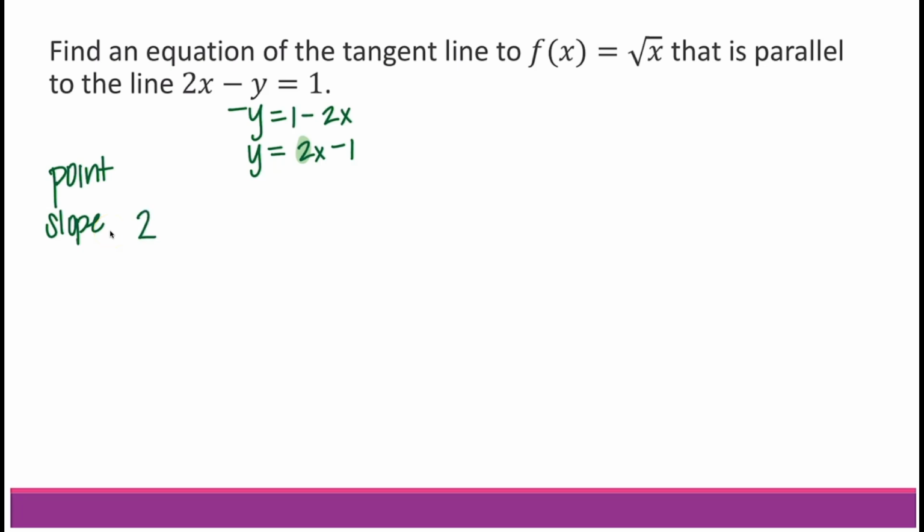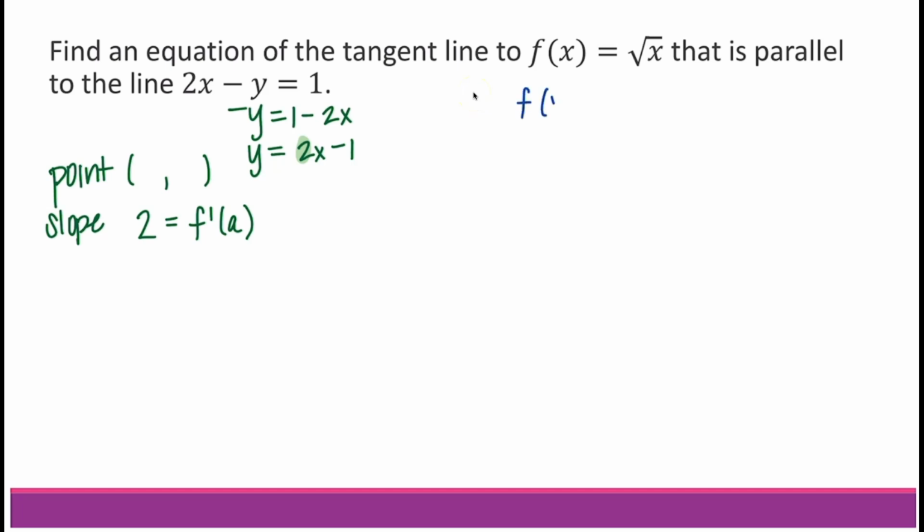But I still don't have a point. I'm missing an a and the f of a value. So let's dig deeper. What do we know about this slope 2? Well, the slope 2 must equal the derivative of f at that a value. So 2 must equal f prime of a. This is an equation that I can use to solve for a. I just need to be able to find f prime of x and then plug a into it and set it equal to 2. So let's come back over here and find f prime of x.